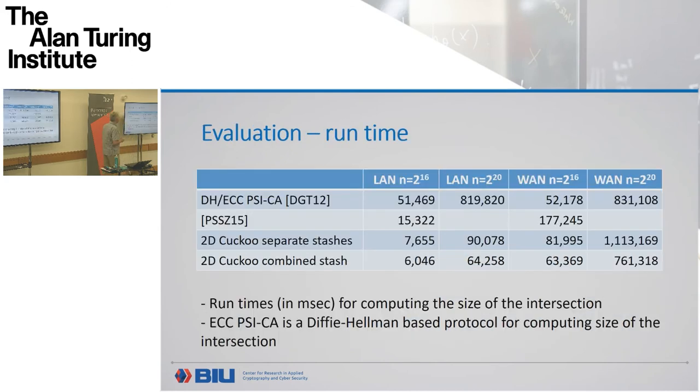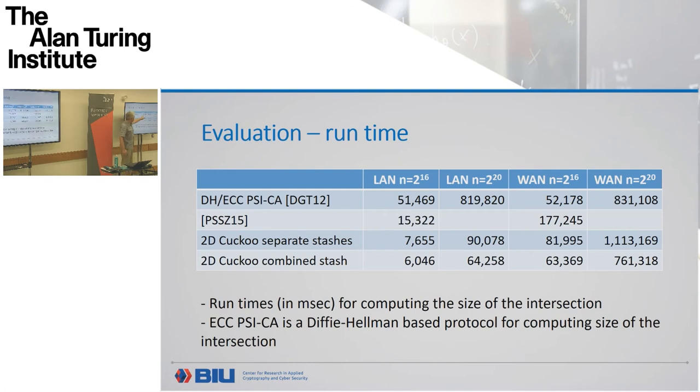If we look at the evaluation time, I'll highlight different properties of this table, but let's look at what's there. This is a specific protocol for computing the size of the intersection. These are circuits that compute the size of the intersection. This was the best one that was known before our work, and these are our constructions.